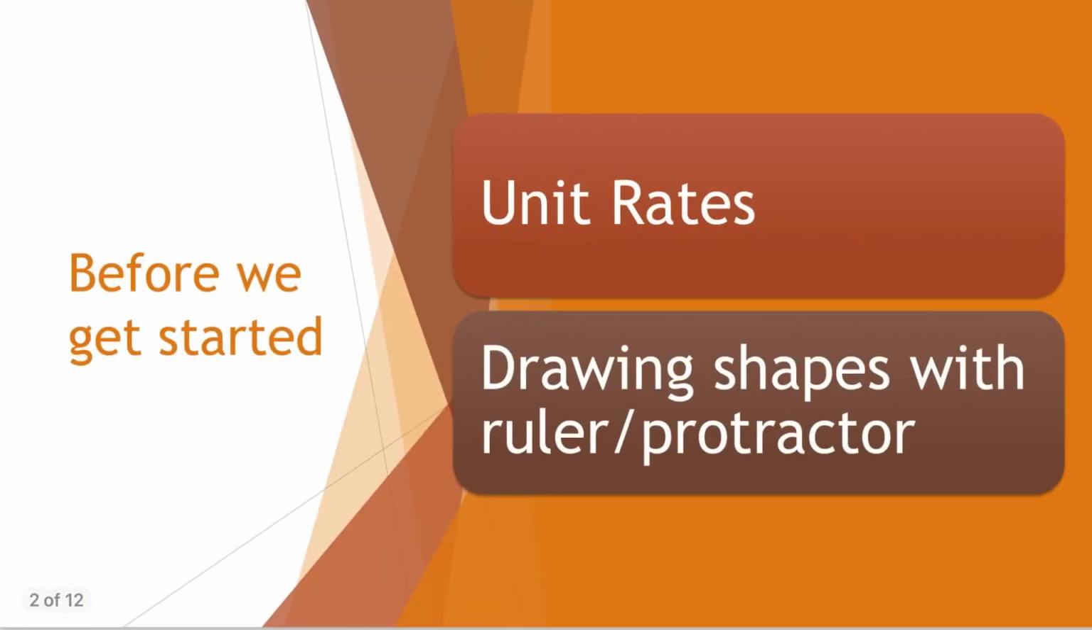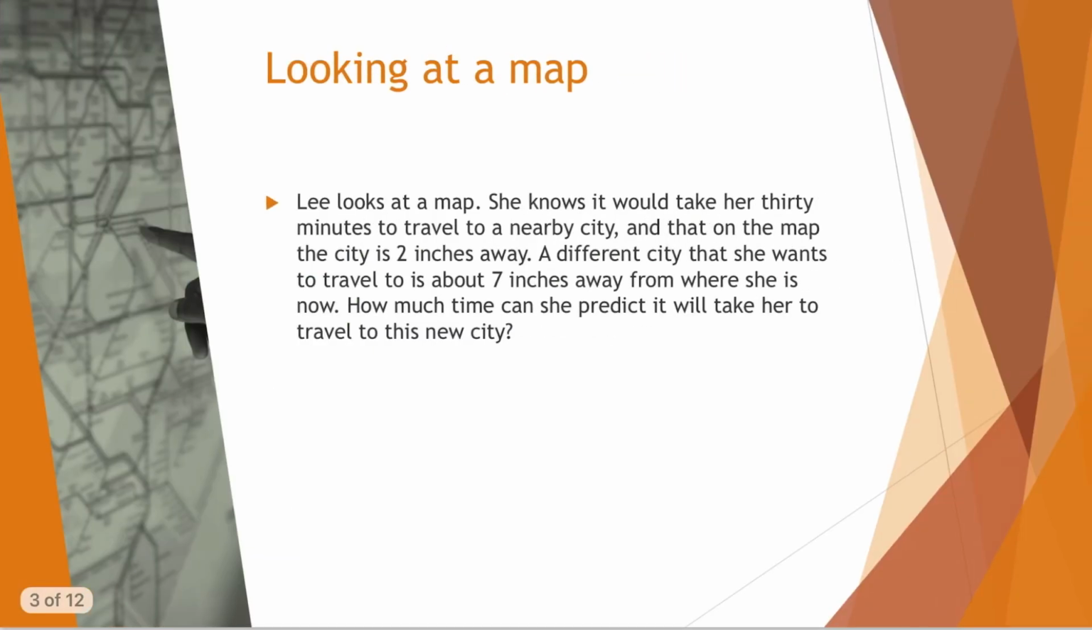Before we get started, you do need to be familiar with the concept of unit rates, which is comparing two quantities with one of them being 1. And you also should know how to draw shapes with a ruler and protractor, because we'll be doing some practice with that. Especially if you have an assignment, you should be familiar with how to use a ruler and a protractor so that you can recreate basic geometric shapes.